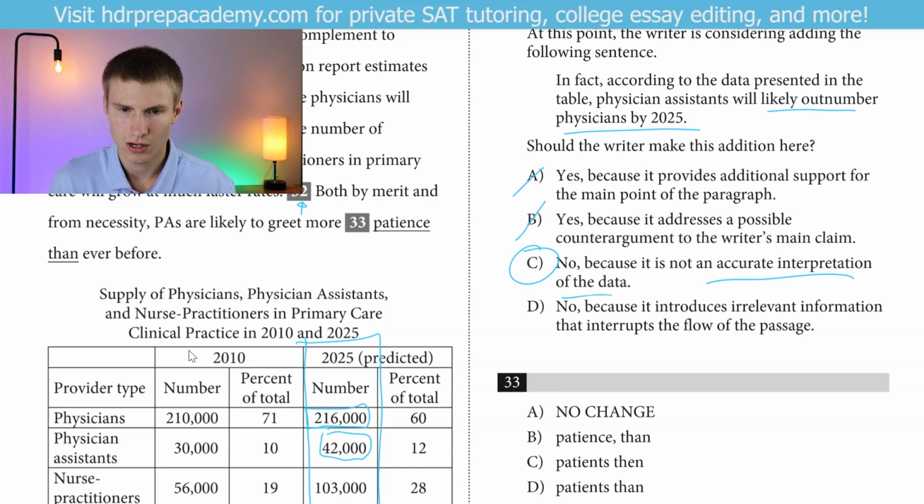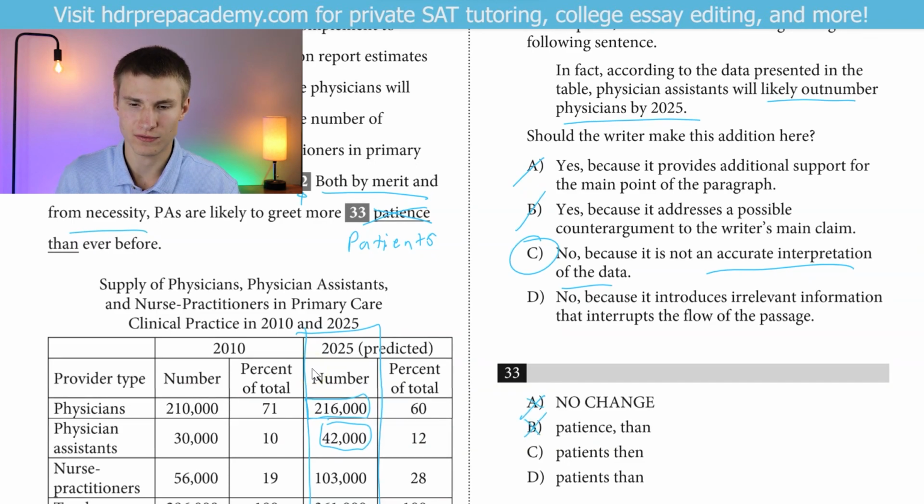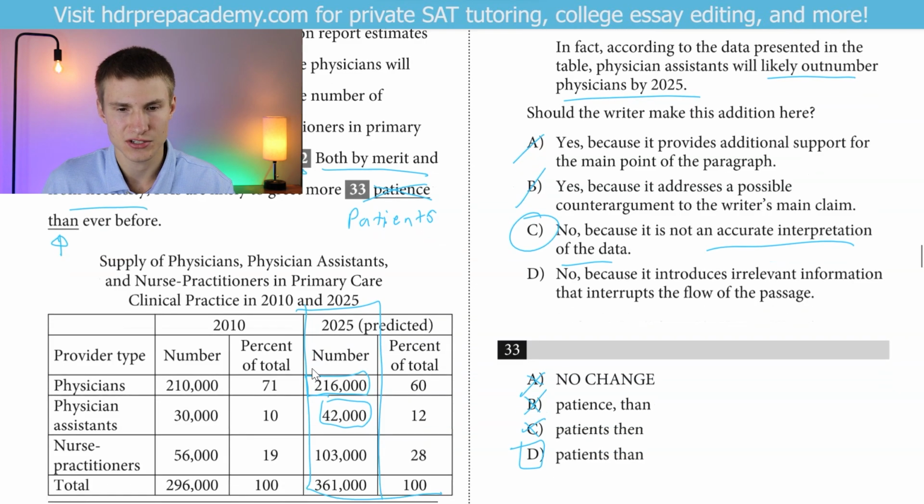Answer choice C. All right, and then we have both by merit and from necessity. PAs are likely to greet more patients. You should recognize this is the wrong patients. The correct form would be what I just wrote right there, PATIENTS. The other form of patients, which is in answer choices A and B, would mean being able to wait for an extended period of time. Also, we need the correct form of than. Since we're making a comparison, we would use THAN. So our answer there will be D.